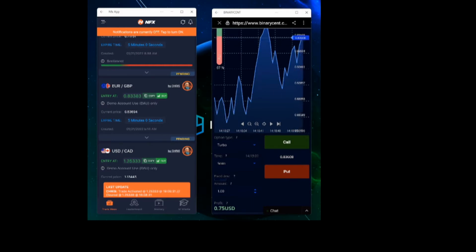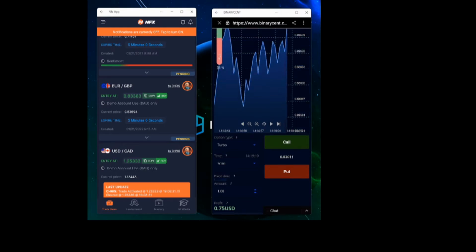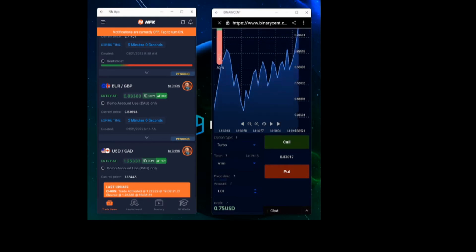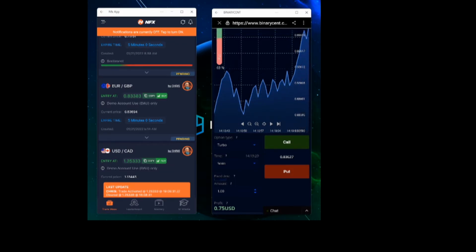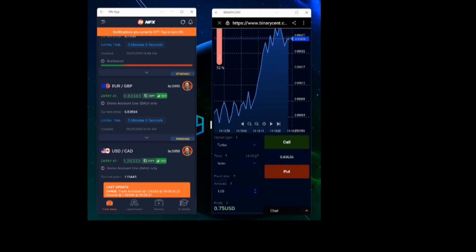Today we're going to talk about how to execute a trade strategy when you receive an alert in the NFX application. So in front of you, you will see the NFX application on your left-hand side, and we're going to execute a trade using Binarycent. Now you can use any trade you would like to or any application to execute the trade you would like to, but in this particular example, we're going to execute the trade using Binarycent.